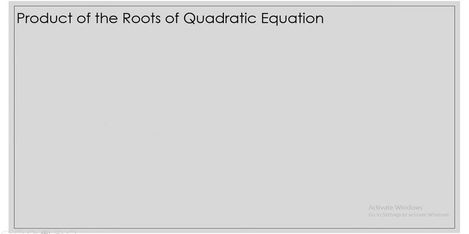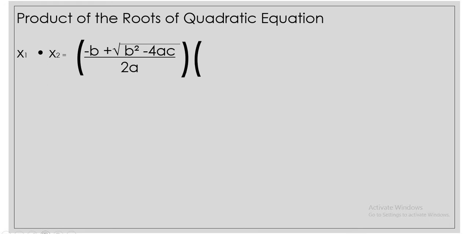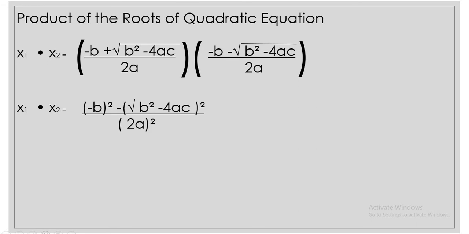Okay, let's go on now to the product of the roots of quadratic equation. So x sub 1 times x sub 2. From the quadratic formula, get the negative b plus the radical of b squared minus 4ac all over 2a and negative b minus the radical of b squared minus 4ac all over 2a. Then we will just simplify it. Negative b squared, we have negative b times negative b, so negative b squared. Then the quantity radical of b squared minus 4ac squared, we just combine over the quantity of 2a squared.